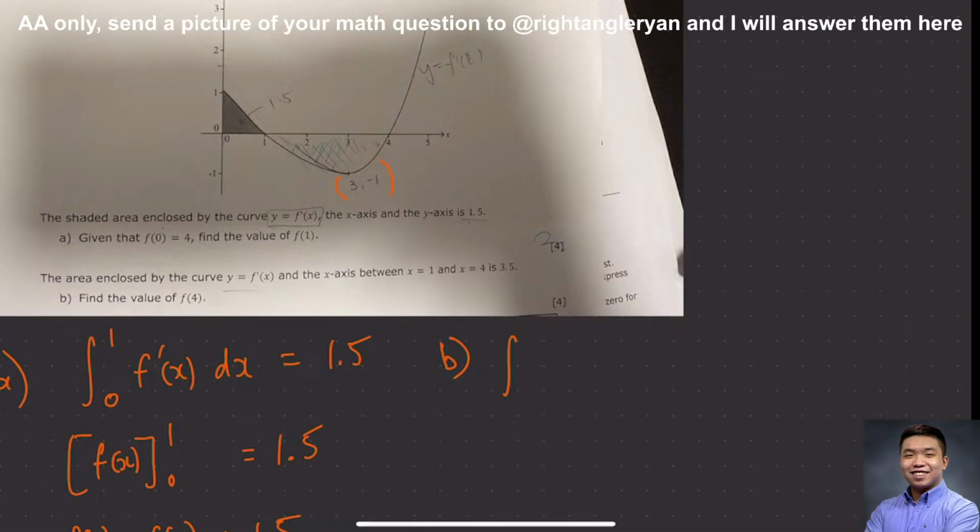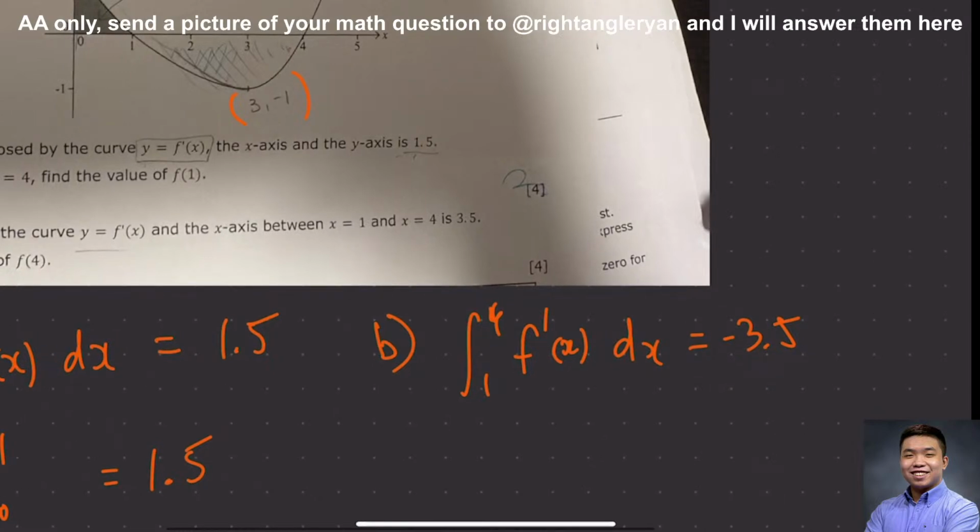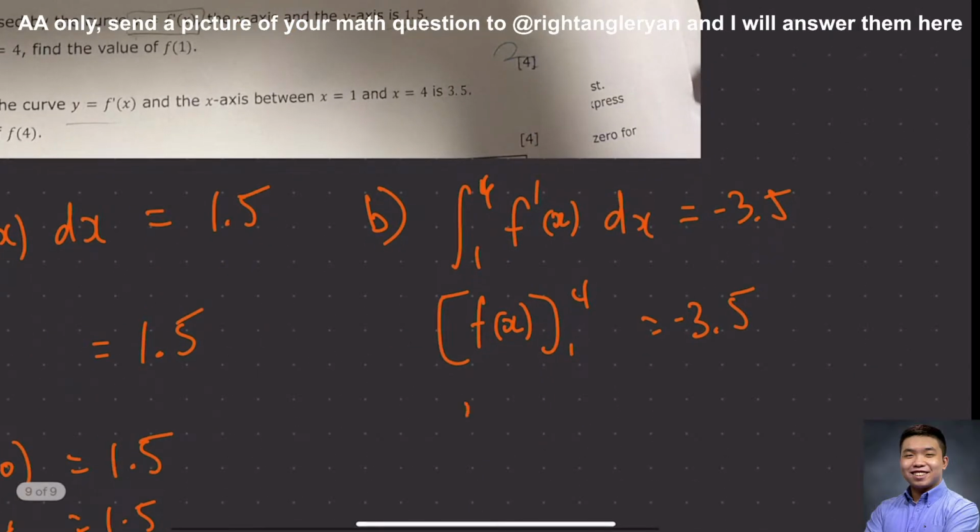So again, we have to integrate from 1 to 4 of f prime x dx. And we know that this is going to be equal to negative 3.5, right? Because area underneath the x-axis must be negative. So I'm just going to write negative 3.5 as the area instead, because that'll be easy. Okay, so following the same logic, integrating f prime gives f(x), right? And we want from 1 to 4. That will give us negative 3.5. So f(4) minus f(1) is going to be negative 3.5.